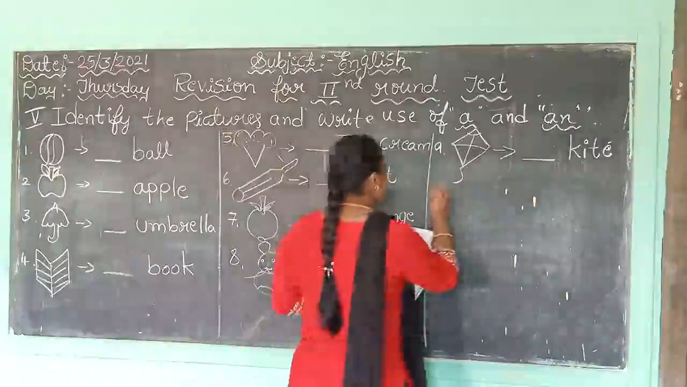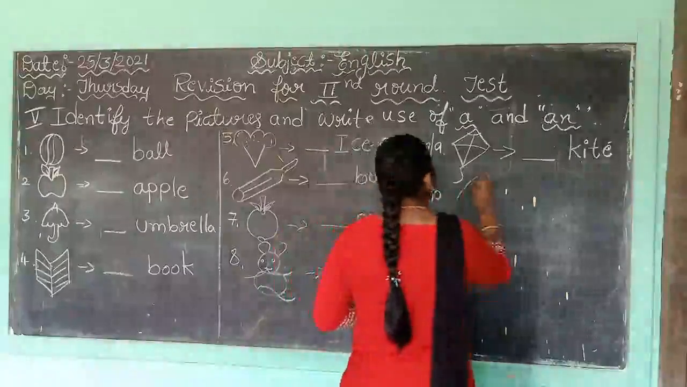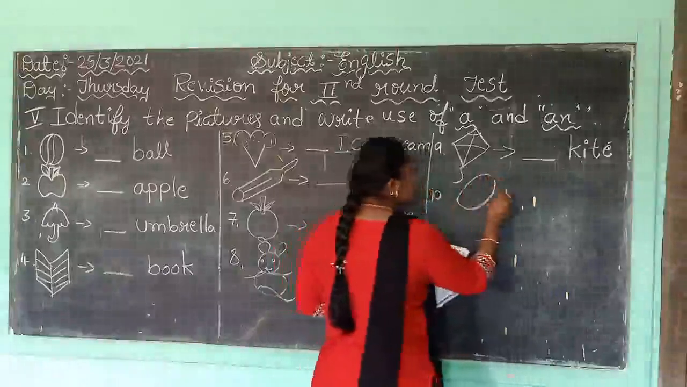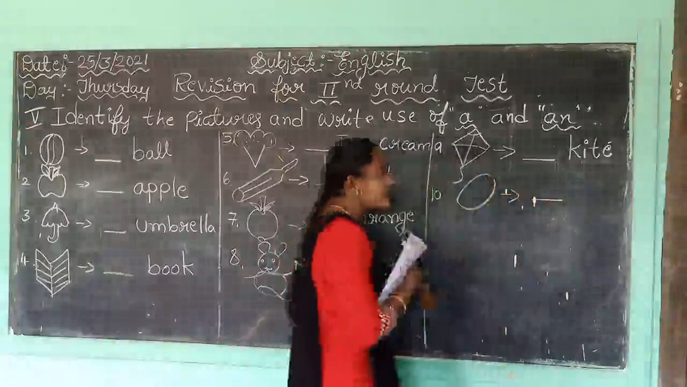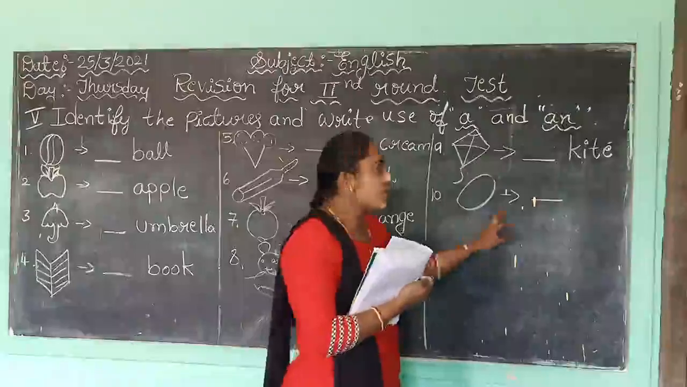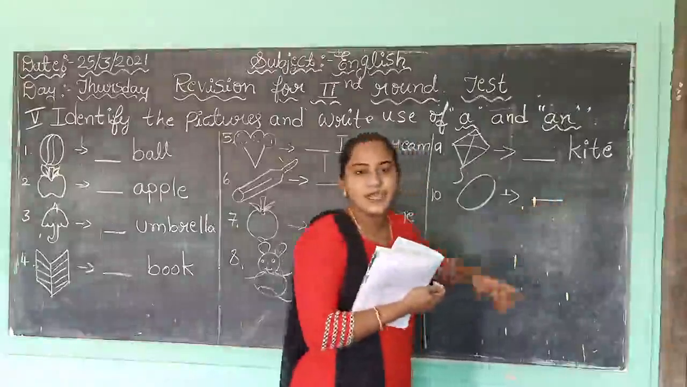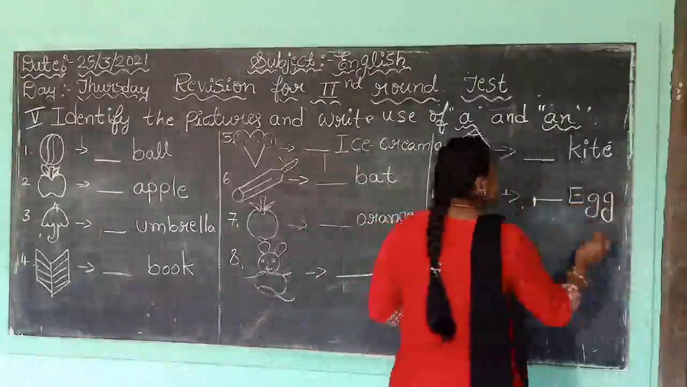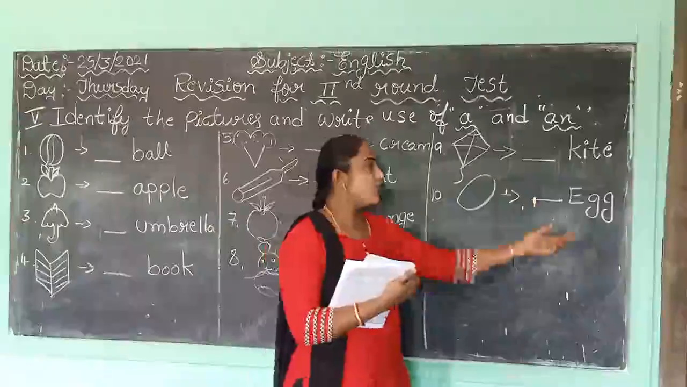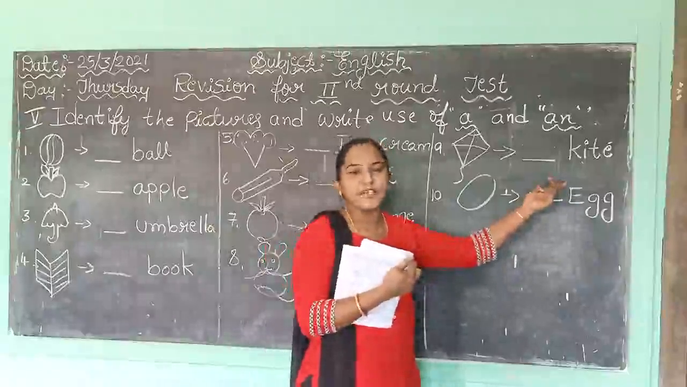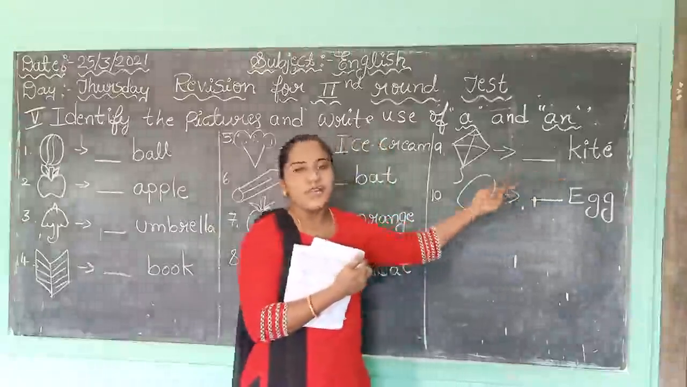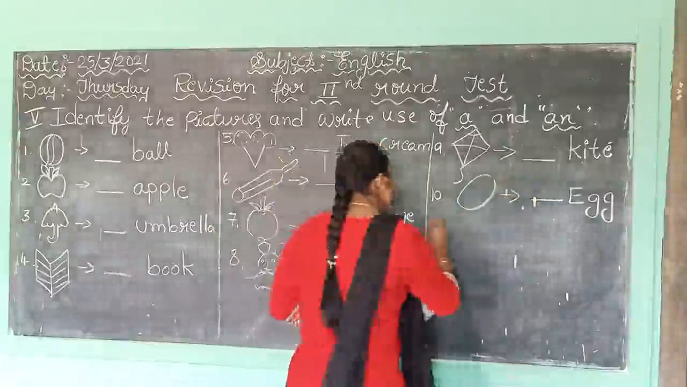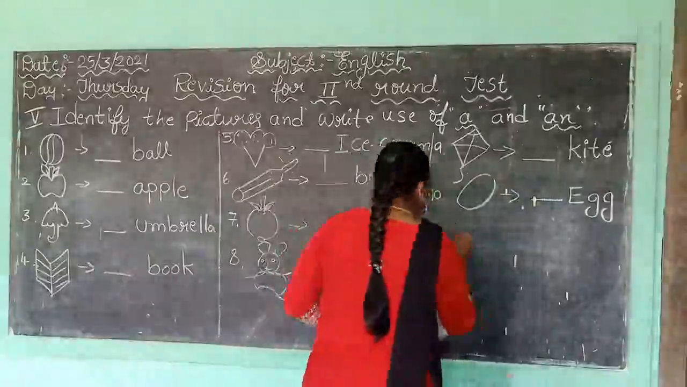Okay, next let's go to the 10th one, children. What is this, children? You see the picture, identify the picture. Egg. What is the spelling of egg? E-G-G. Egg. Before egg they give a small dash, so you fill in the articles a and an there. Next, let's go to the 11th one.